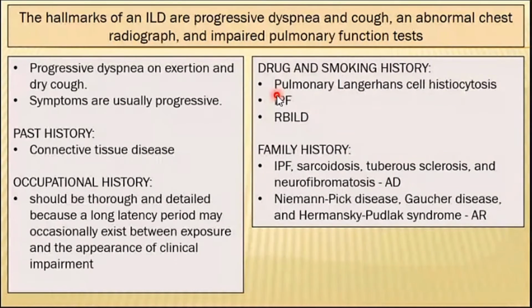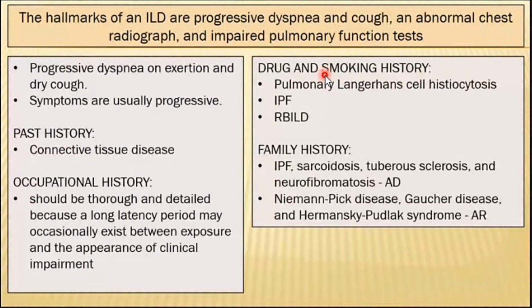Drugs and smoking history. For example, pulmonary Langerhans cell histiocytosis, IPF, RBILD are strongly associated with smoking. Then other drugs, you have your amiodarone, nitrofurantoin, chemotherapeutic drugs. They are all associated with pulmonary fibrosis.